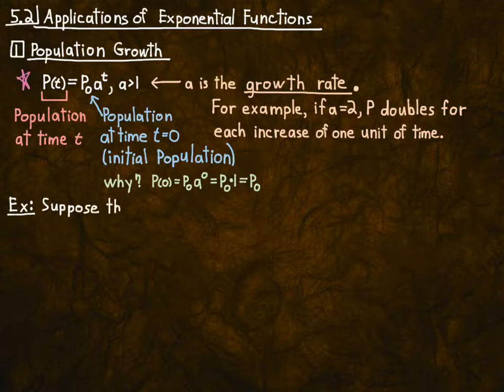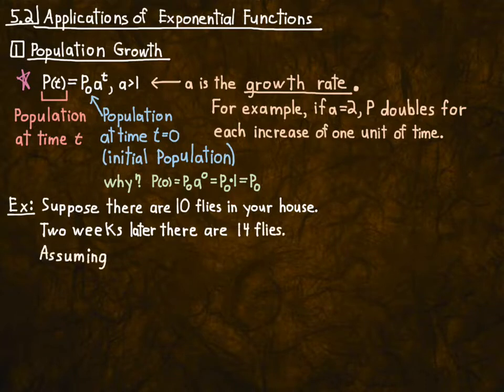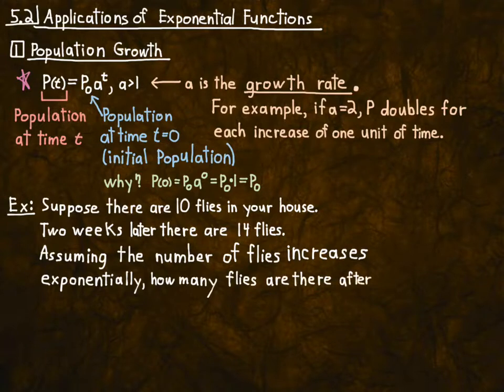So, example, suppose there are 10 flies in your house. 2 weeks later, there are 14 flies. Assuming the number of flies in your house increases exponentially, how many flies are there in your house after 20 weeks? So the unit of time is weeks.